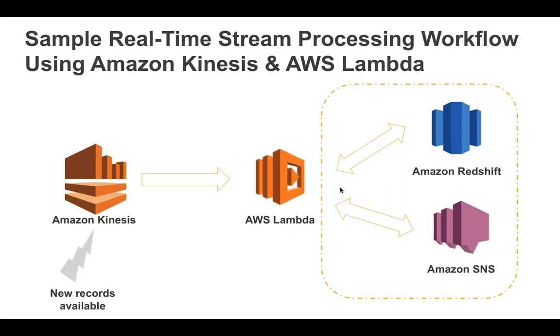So real-time stream processing using Lambda is really simple to do, really easy to create an event connection between Kinesis and Lambda so that Lambda is executing a function based on data being streamed in real time. So that's the first example.